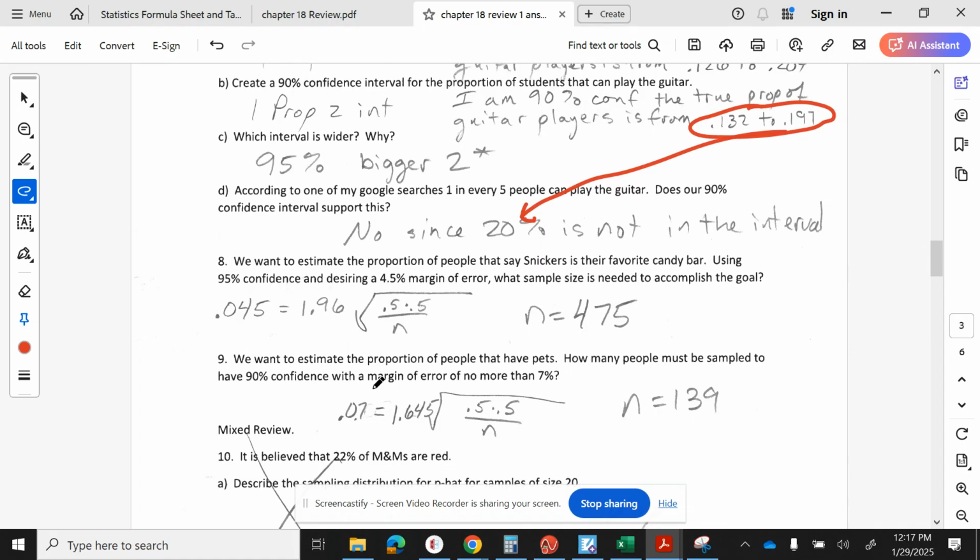All right, number 8 and number 9, you got to be able to solve these questions. If you can't come up with these, you got to work on your math. This is simple algebra. I'm not going to go through the algebra. Make sure you check those. I'm going to end there for today. Make sure you get this one comes out 474 point something. This one I think is 138 point something. Whatever the something is, you always go up. And the reason you go up, you won't be within that margin of error. Any partial person is a person when you're determining how many you should sample.